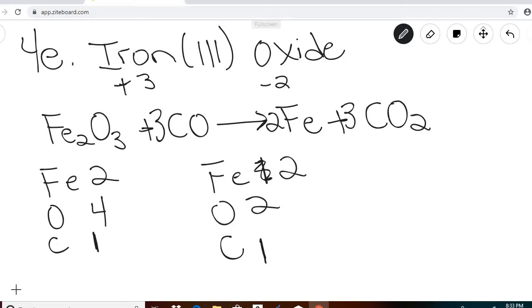So now we have 3 plus 3, so we have 6 oxygens over there, and we have 2 times 3, which is 6 oxygens over there. Our carbons, we have 3 and 3, and the irons are still okay at 2. Okay, so Fe2O3 plus 3 carbon monoxides will give us 2 irons plus 3 carbon dioxides.